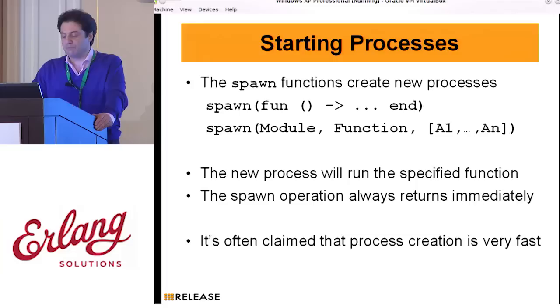In practice, actually, it very much depends. So this is not a very meaningful statement, it is a bit underspecified. In reality, process creation has a cost proportional to the size of the arguments that you have to pass. Okay, so when you spawn a process, you have to pass it some arguments. This is not so clear in the fun version, but in the one with arity 3, you can see clearly that you have to literally copy these terms from one process heap to some other process heap. Okay, so that's how you start processes.